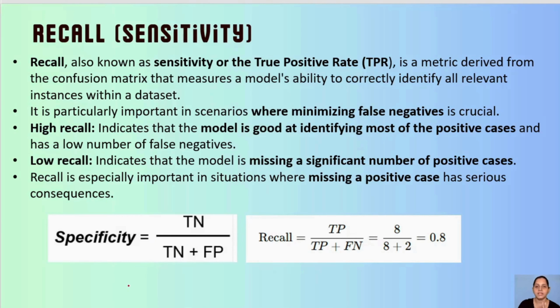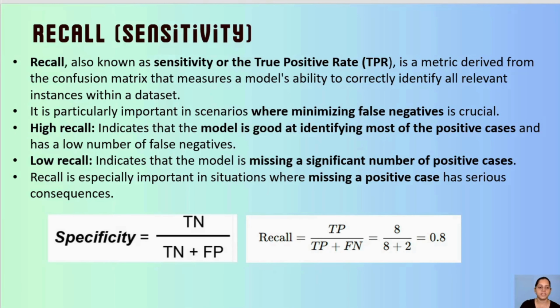Recall, or sensitivity, is the true positive rate. That is the difference between sensitivity and specificity. High recall indicates that your model is good at identifying most of the positive cases, which means your false negatives are fewer. In the case of low recall, your model is missing positive cases, and there can be serious consequences for the output.